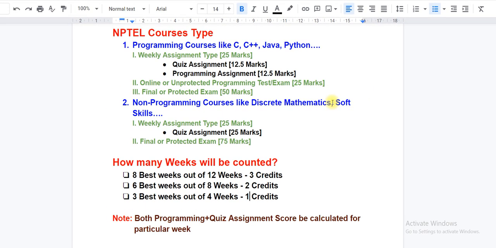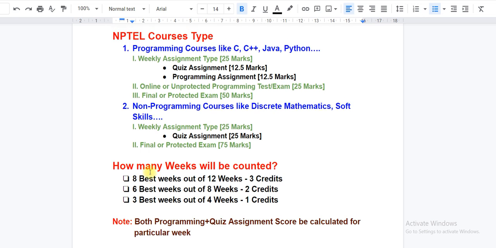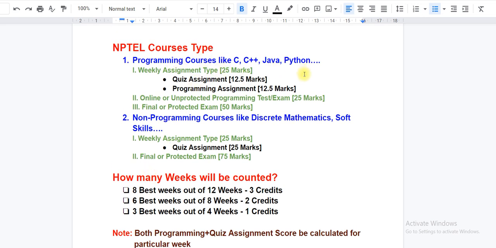Okay, guys. So here NPTEL used to calculate the best weeks, 8 best weeks. I hope you are able to get up to this. Okay, now let me come back to this and break it out into those segments.